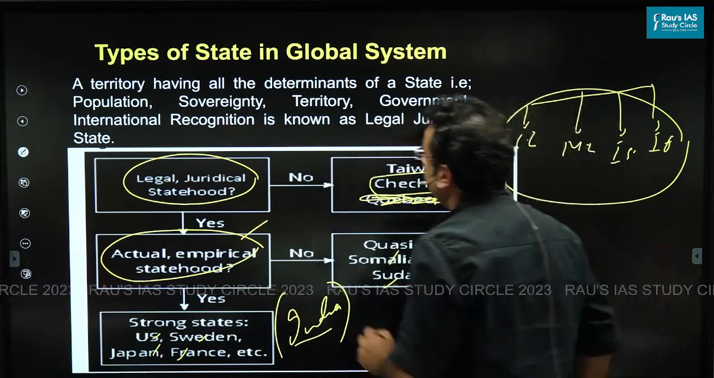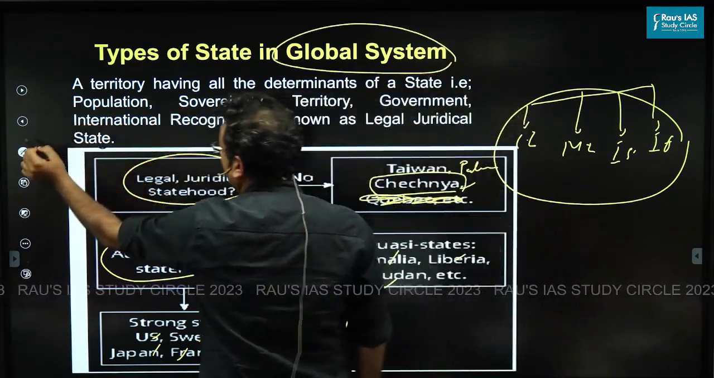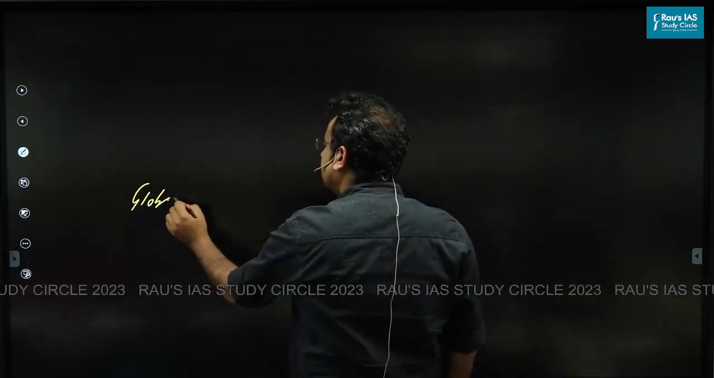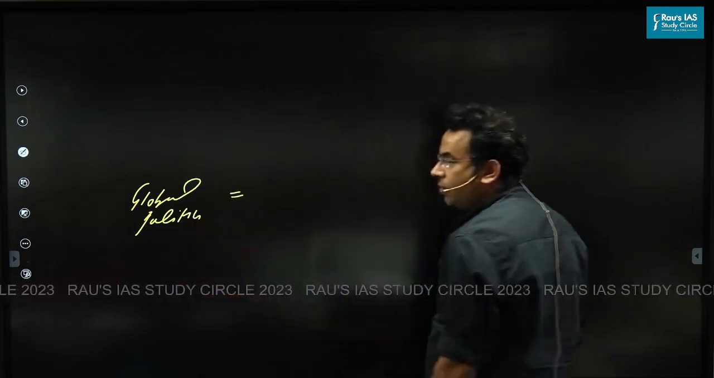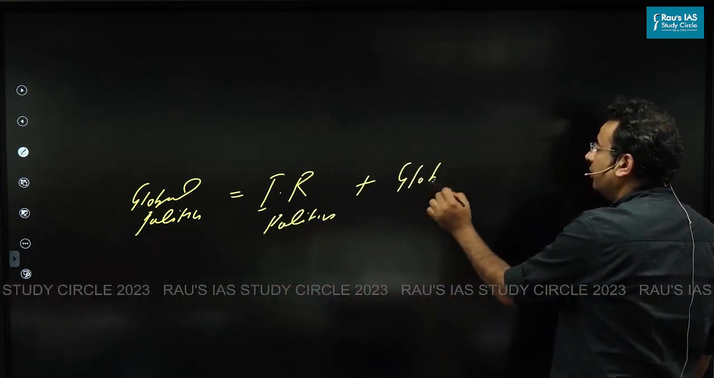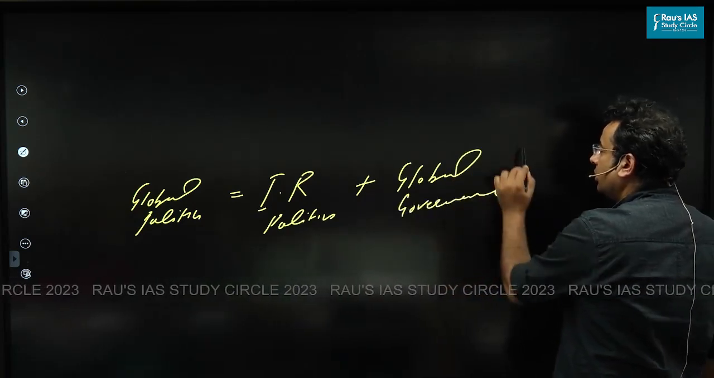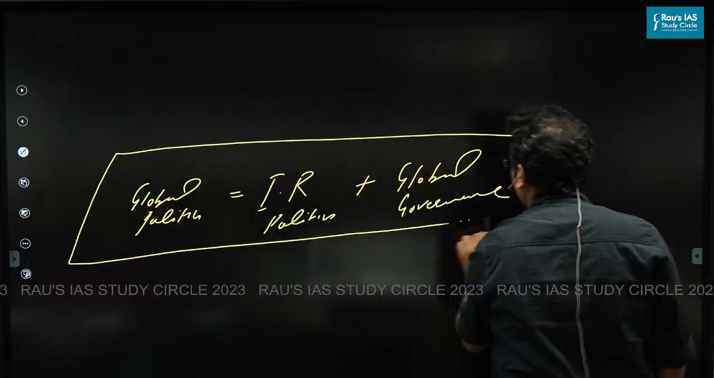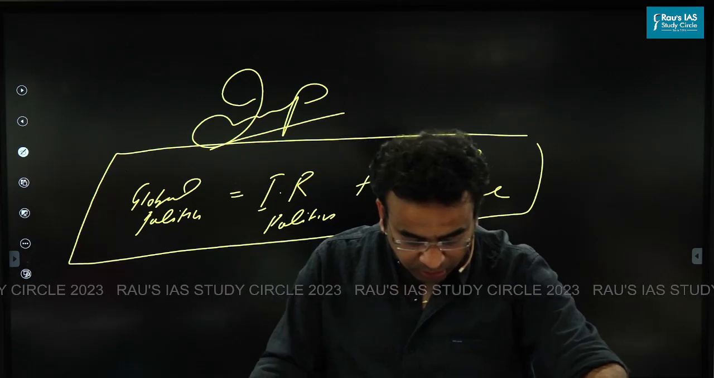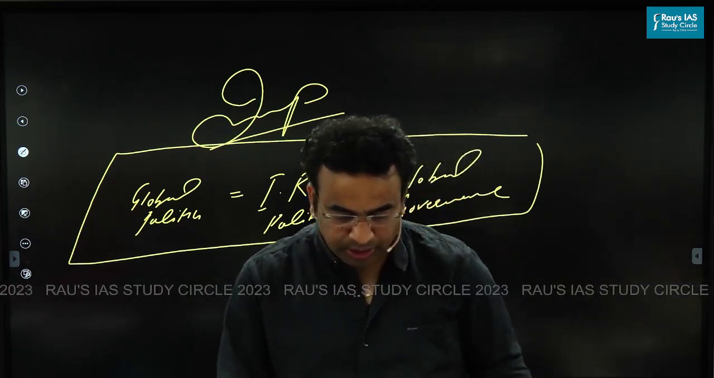So I just said types of state in global politics. Now there's a difference between these two words, global politics and world politics. From the GS perspective, both have the same meaning. From the optional perspective, global politics is totally different from world politics, right? Global politics is equal to, formula hai, science hai na? Global politics is equal to world politics or international politics plus global governance. Around this formula, the whole paper 2 revolves. Global politics is equal to international politics plus global governance.